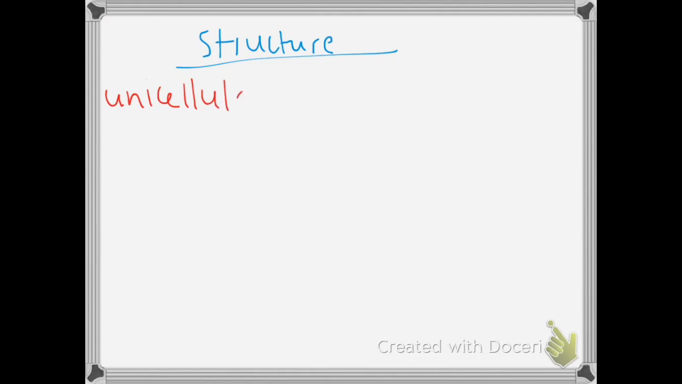Now let's look at structural classification, which is basically unicellular versus multicellular. And really we're going to focus on unicellular. So this is glands based on structure. We have a unicellular gland, and we have multicellular.